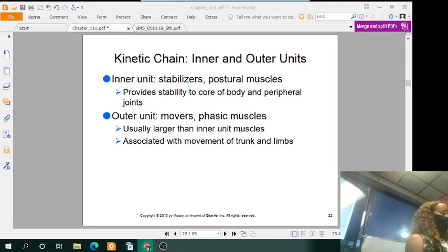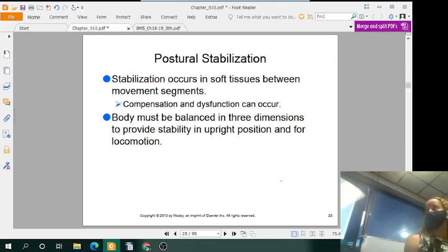Okay, so for postural stabilization, it occurs in the soft tissues of the body, and this is where we can have dysfunction or compensation patterns occur. Because we have a three-dimensional body, it's got to stabilize in all three planes against gravity in an upright position and provide that bipedal locomotion with our two legs.